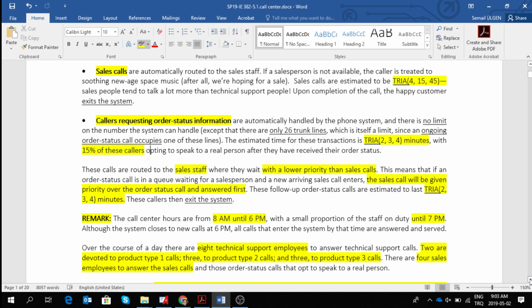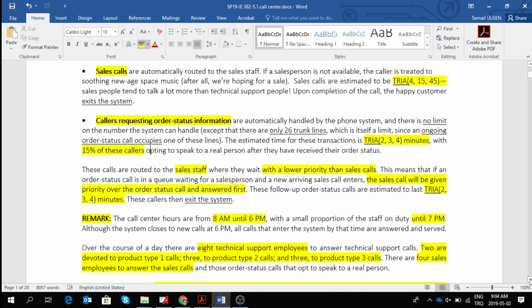And order status calls will also occupy one of them. Therefore, we have to use that resource, so we have only 26 trunk lines in there. The estimated time for these transactions, order status, is less than everything we had seen before. It is minimum 2 minutes, maximum 4 minutes.